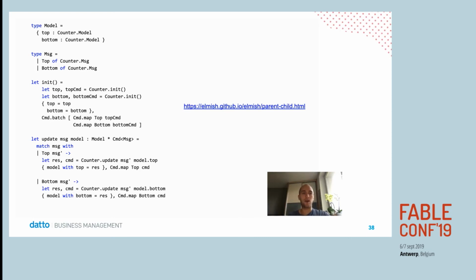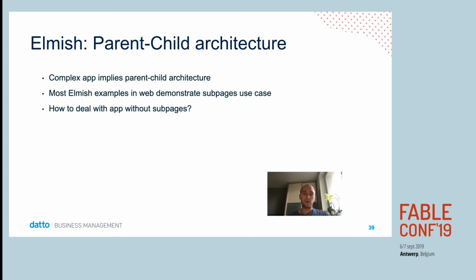So here we have top and bottom counter models. Our model right now keeps track of 2 children, and all it basically does is orchestrate the messages going between one and the other, and that's basically what's called parent-child architecture, without going into much detail right now. So as I said, complex and real-world applications usually imply the parent-child architecture, because otherwise the component would be too huge.